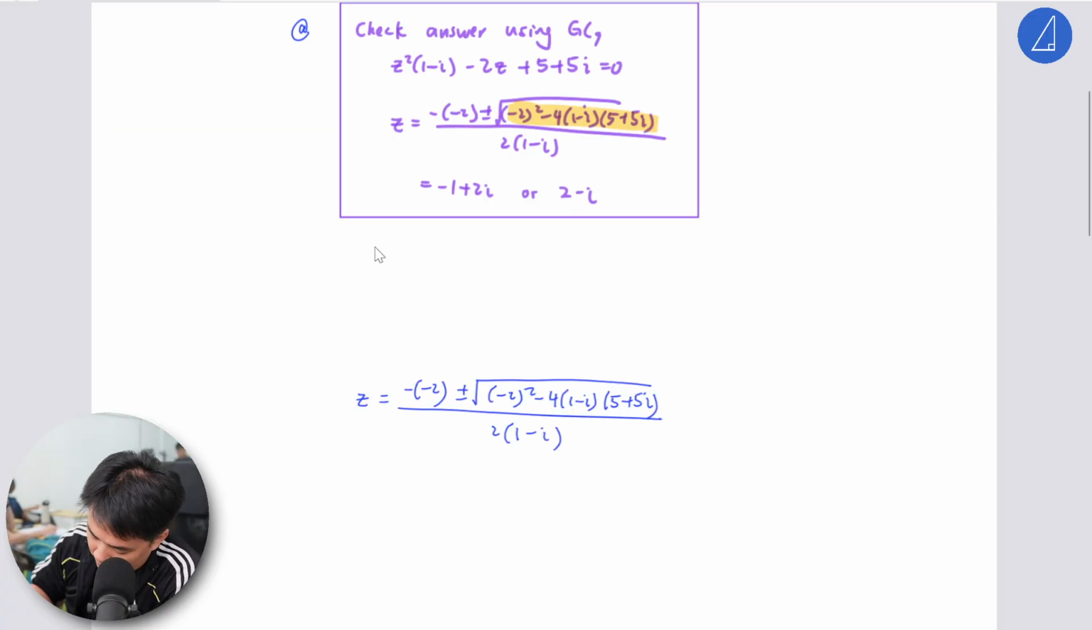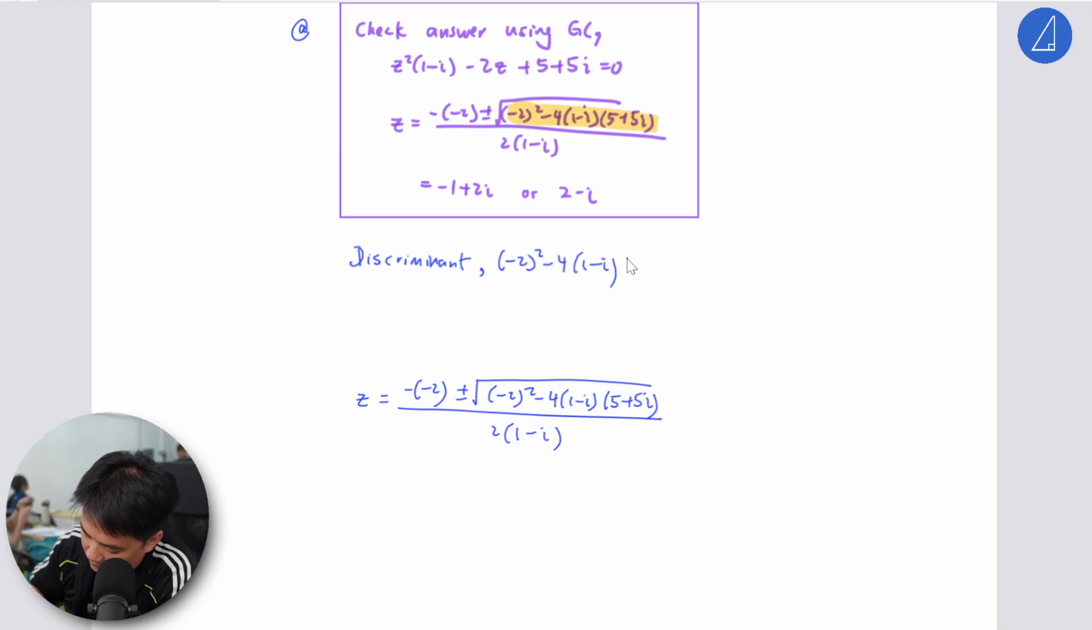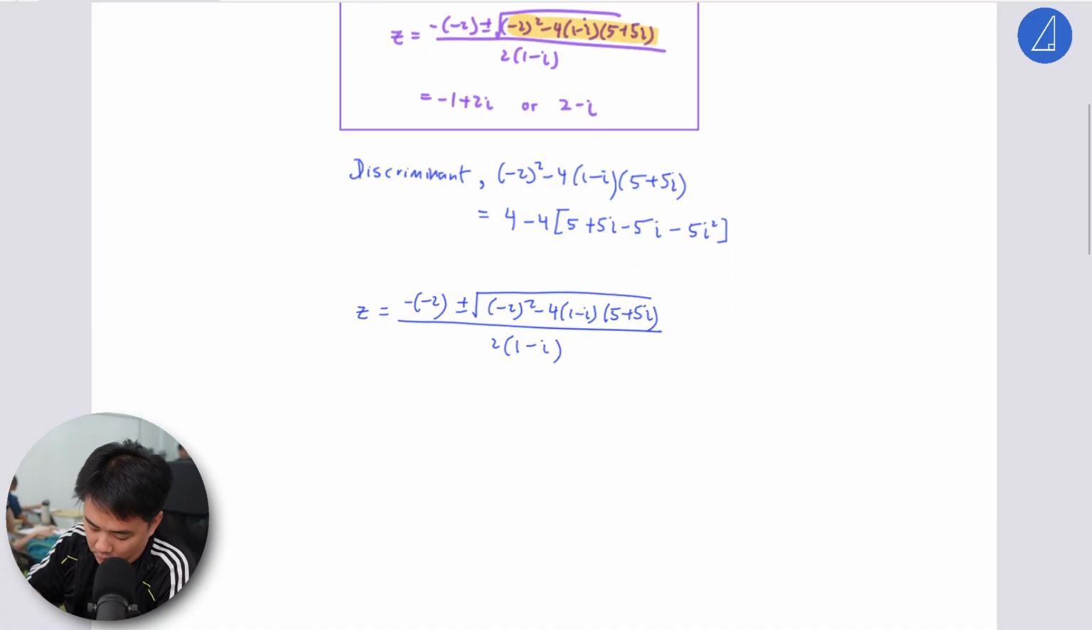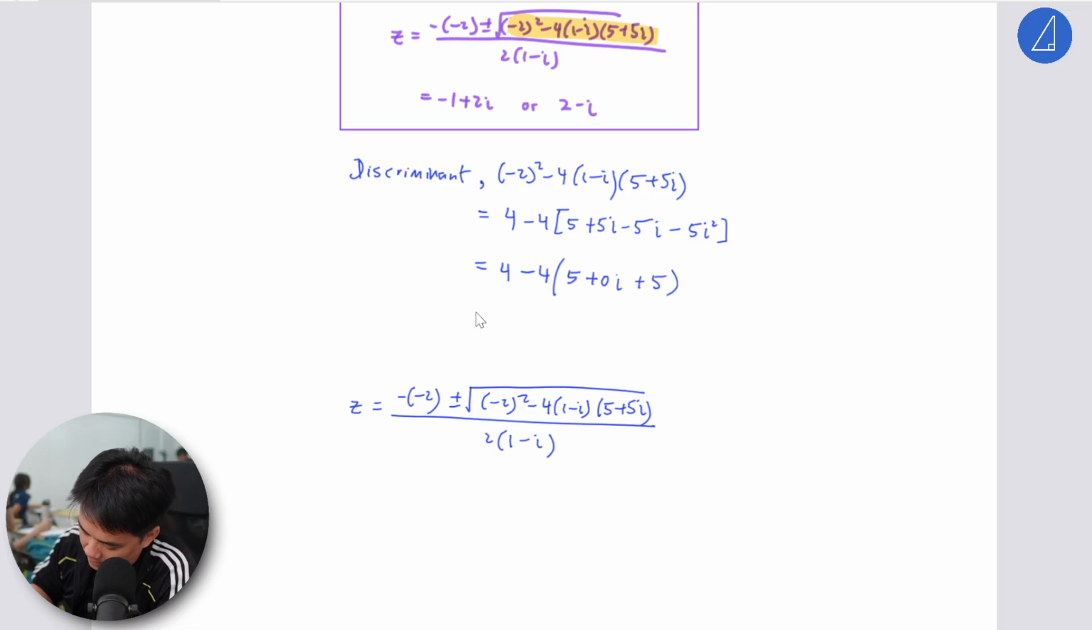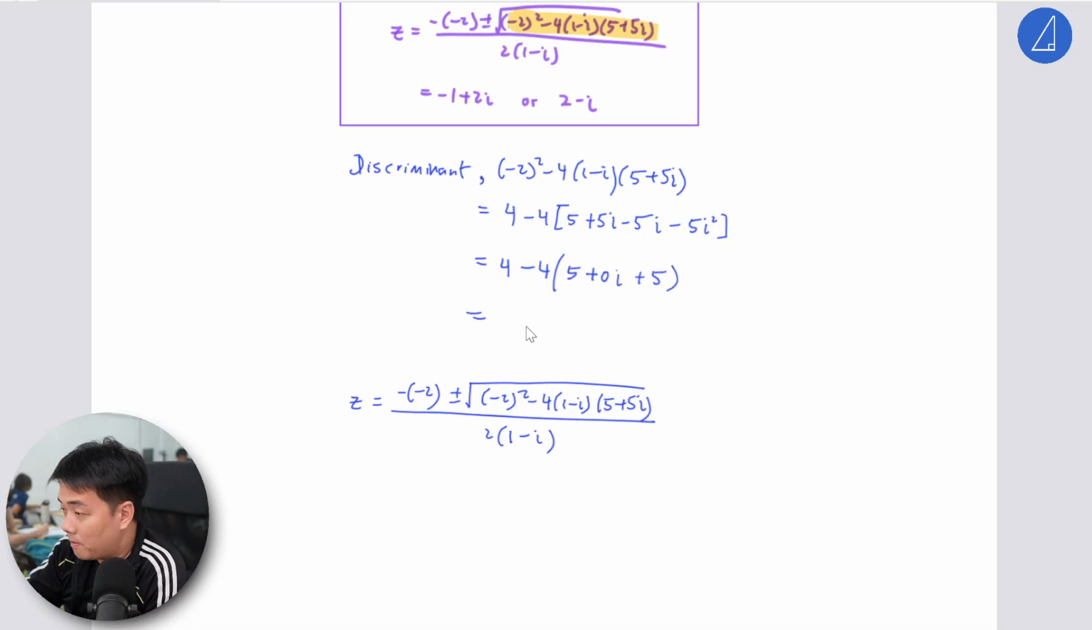So to find this, I'm just going to take out the discriminant first. We know that it's negative 36 by using a calculator, but of course, you need to show it. Minus 2 squared minus 4, 1 minus i. I don't want to keep writing this, so I'm going to work this out first. This will be 4 minus 4 bracket 5 plus 5i minus 5i minus 5i squared. i squared would be negative 1, then it will be positive 5, with 4 minus 4, 5 plus 0i plus 5. There you go, we get minus 36.